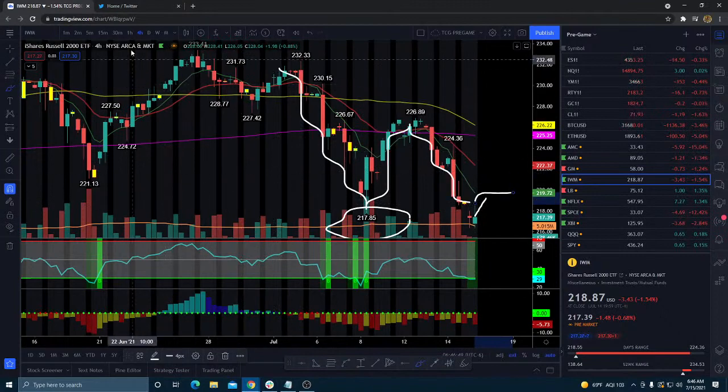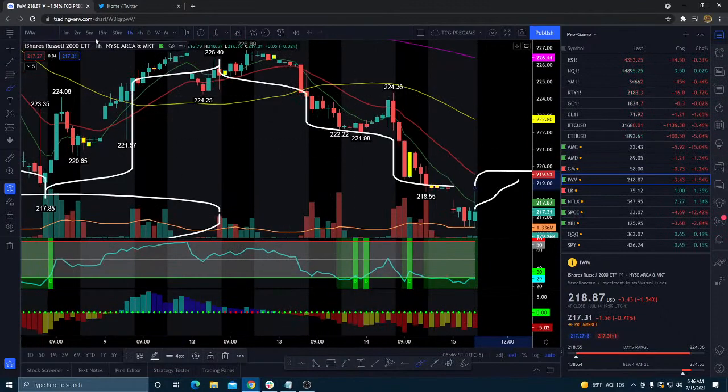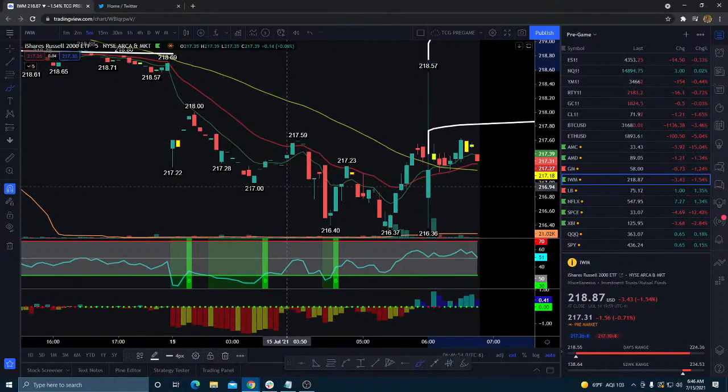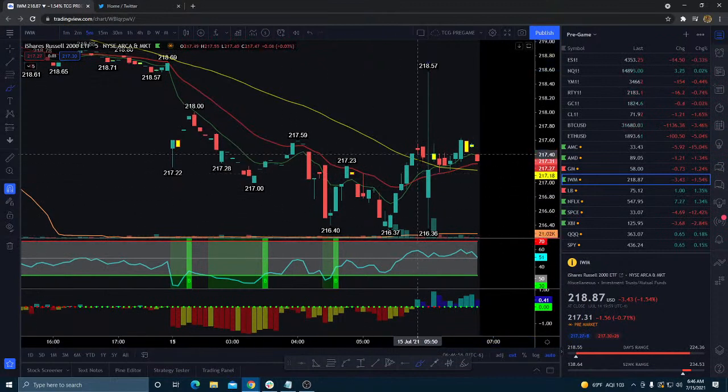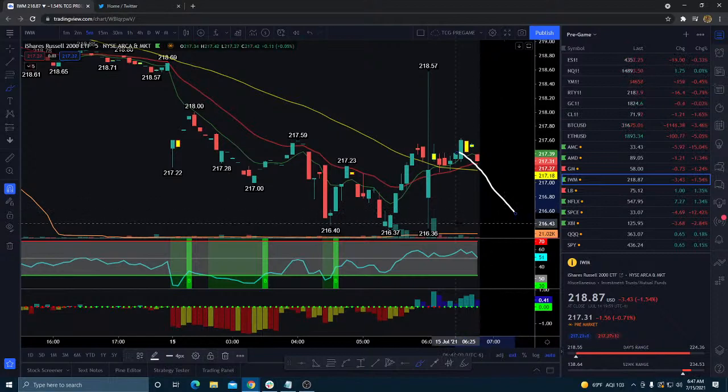The harder that it flushes as we open, the more I'm interested in a potential bounce. We're bouncing a little bit in pre-market, so I'm interested in IWM. It is very, very, very beat up.